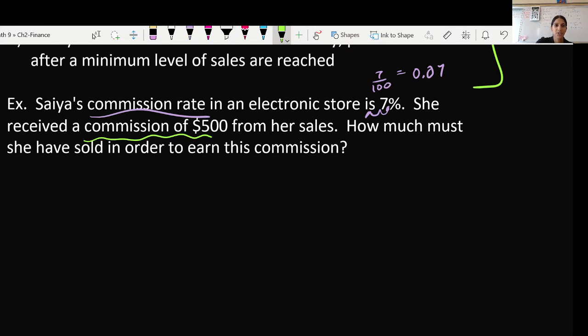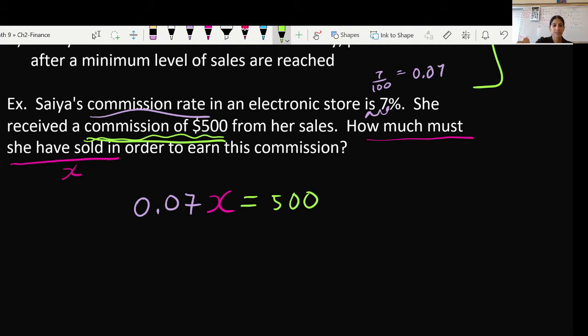So it says she received a commission of $500. So this is her total commission that she earned. How much must she have sold? We don't know that, so I'm going to call it X. So in order to make sense of this, whatever amount she sold, we must multiply that by the commission rate, which is 7%. So we can set this up to say 0.07, the commission rate, times the amount she must have sold. We don't know that, so we're calling it X. And that would equal the $500 in commission that she earned, like this.